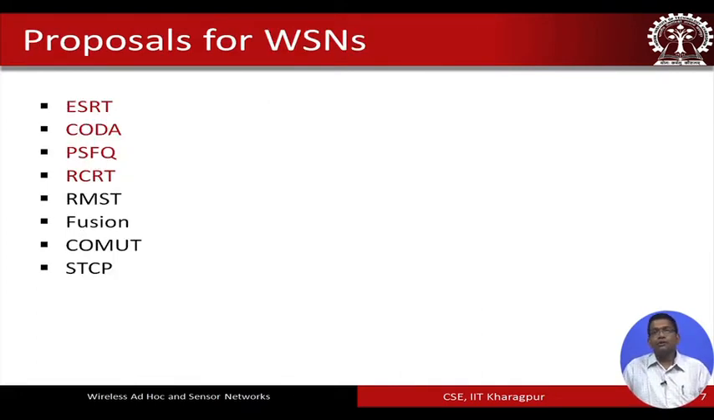Different protocols, as I told you already, have been proposed for wireless sensor networks. Here is a list of different protocols that have been proposed. This is not the complete list; there are many other protocols that have been proposed to control congestion. The ones that are marked in red color are the ones that we are going to focus on in our lecture. ESRT, CODA, PSFQ and RCRT are the ones that we are going to discuss in this particular lecture, and the next part of it.